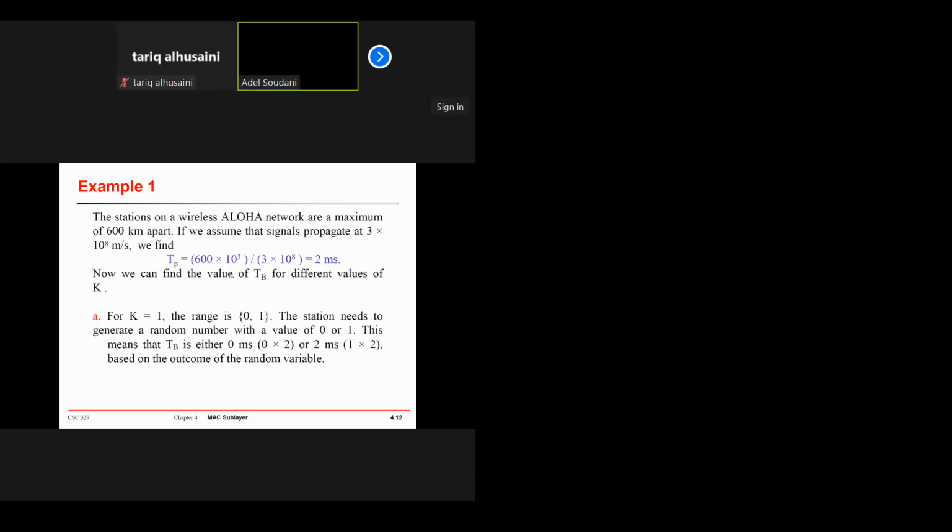Okay, let us take this example where we have a station that is using the Aloha network. Suppose that several stations are using the Aloha network with a maximum of 600 kilometers apart.